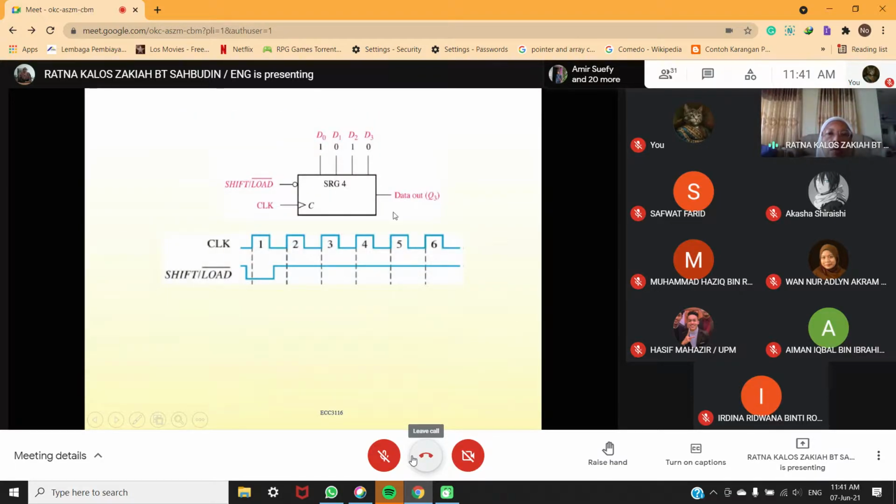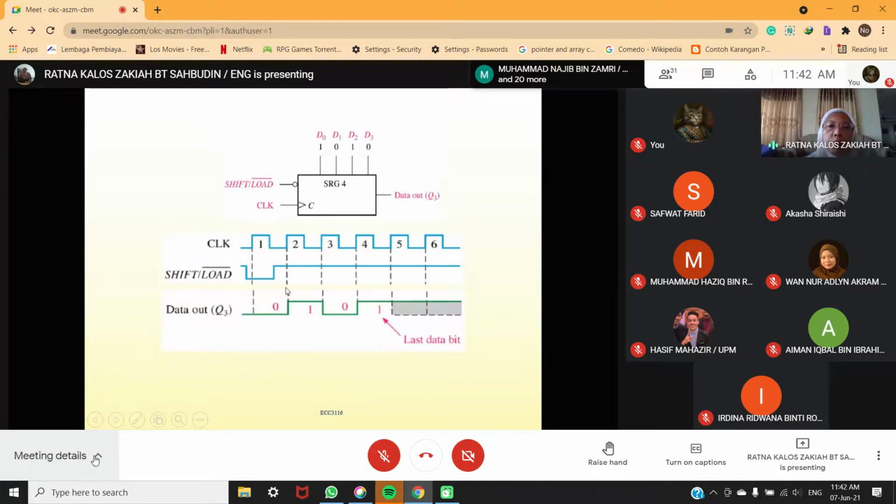You can look at this symbol. This is for the parallel in, serial out. You can see here the data is D0, D1, D2, and D3, and then data out here is Q3. And you look at this shift and load. When it is high, it will shift. When it is low, it will load. So you have low here. This is the part where the signal will be loaded inside this IC.